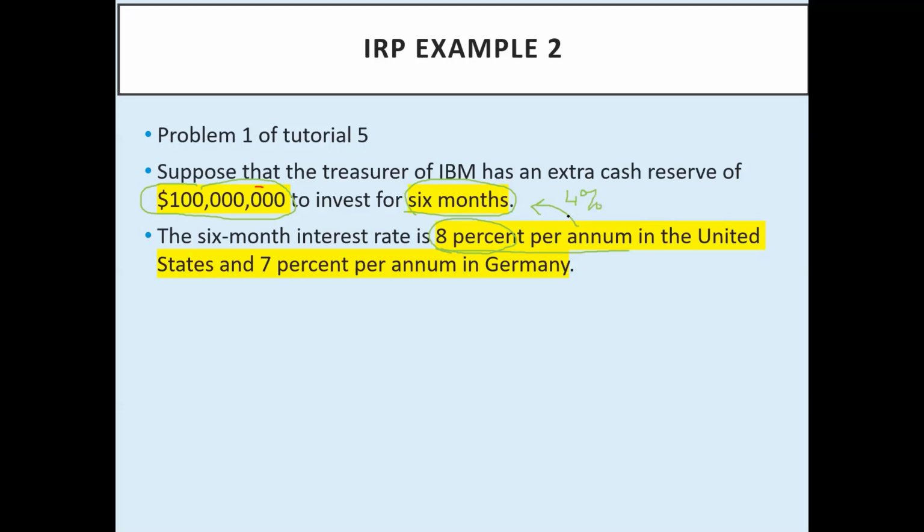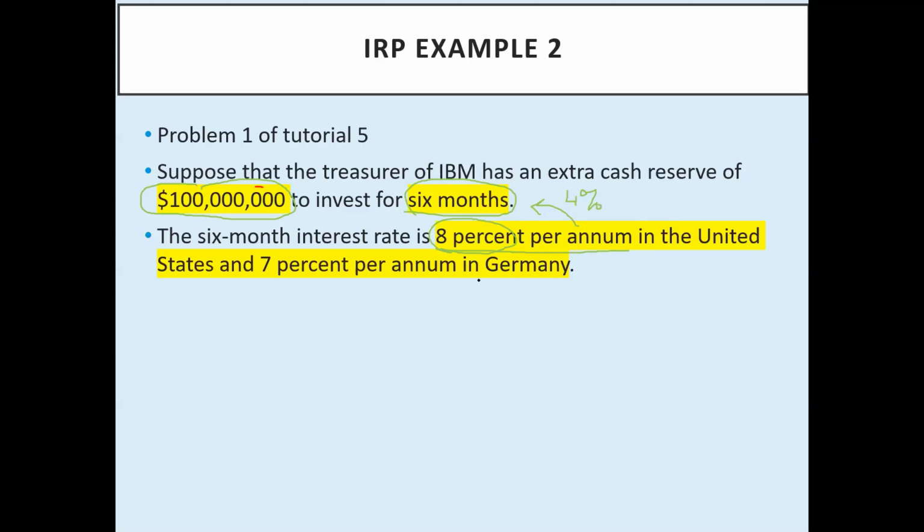You need to be careful here with the time horizon. Normally the interest rate is quoted on a per annum basis, but sometimes our investment horizon is a bit different, okay? In this case, the investment horizon is 6 months, so I will take half of the interest rate, okay?